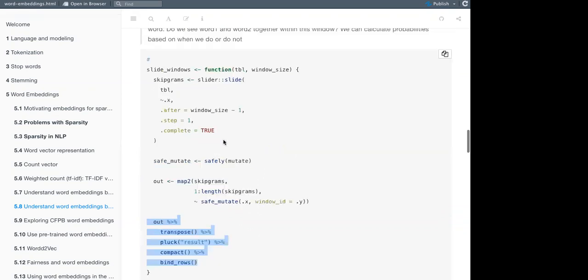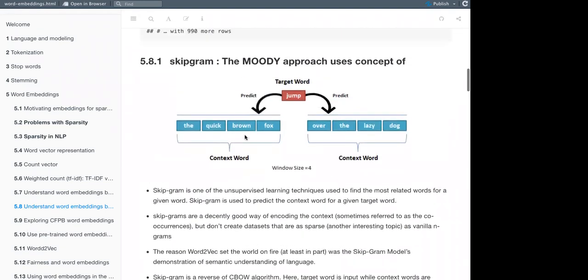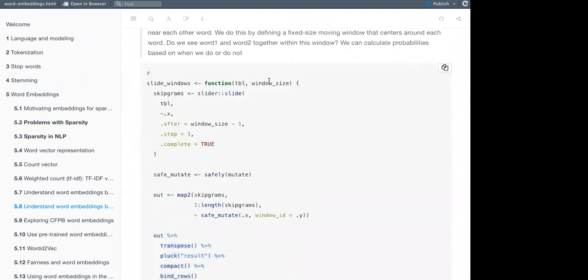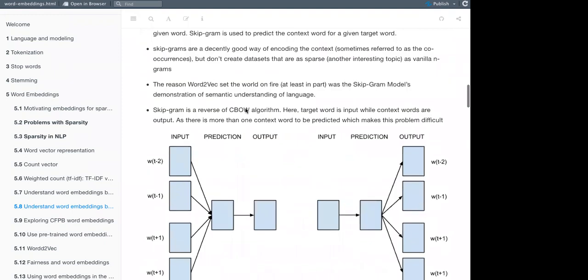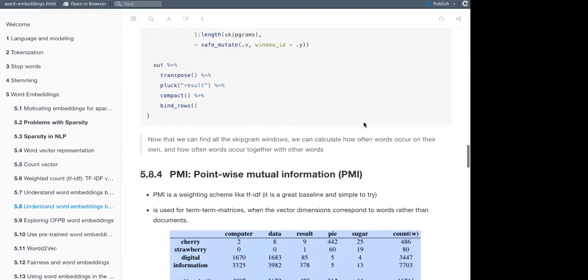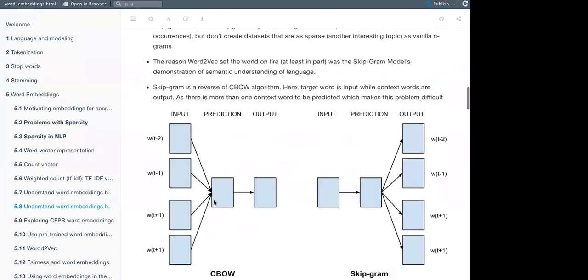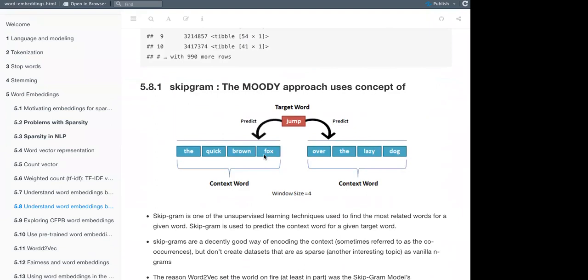I tried to walk through it, but yeah. So basically, the main idea is to create a sliding window, given a window size, which is 4 here. Given a window size and the data, you try to find the context words. That's what the function is doing. Now that we have found all the skipgram windows, we can calculate how often words occur on their own. This is the first step, the sliding window. But now what you need to find is how often this word occurs near to this word.